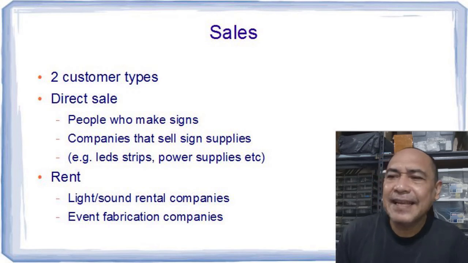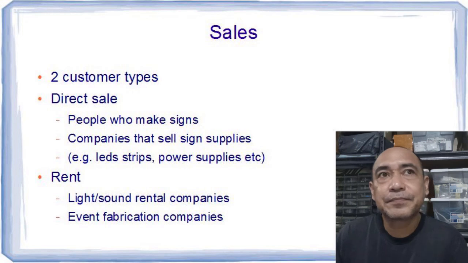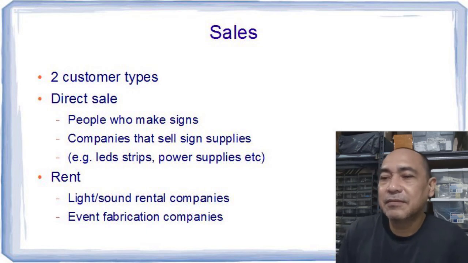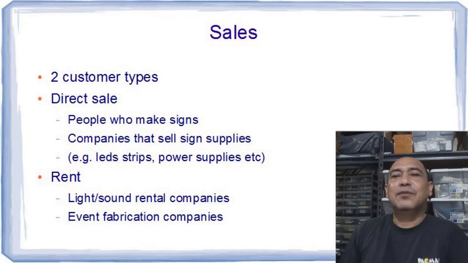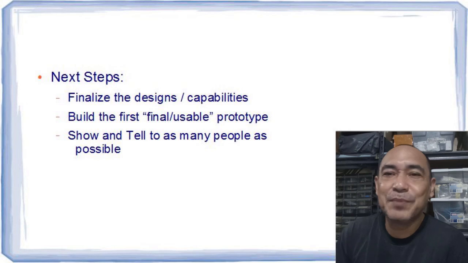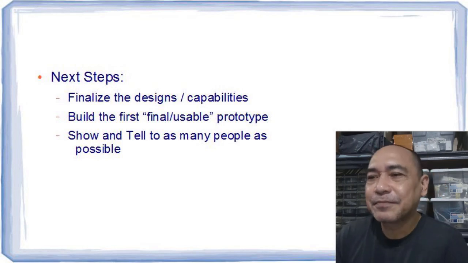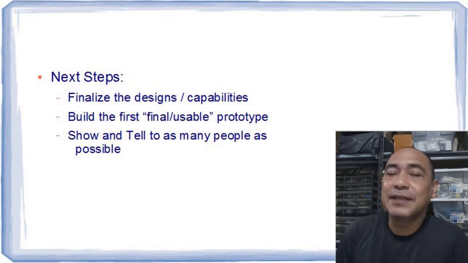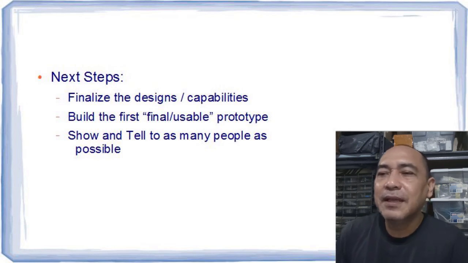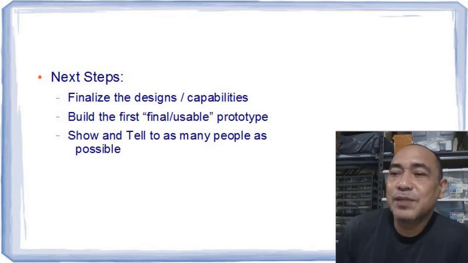Personally, I'd probably start with renting before the sales, because with renting I can control it and I can have it rented while still developing it, while the design is still not final. That's just my personal opinion. So the next step would be to finalize the designs and the capabilities. Easier said than done. Build the first final usable prototype, one that I can actually show and tell. Leave it with somebody and let them play with it, and once that's done, show and tell to as many people as possible.